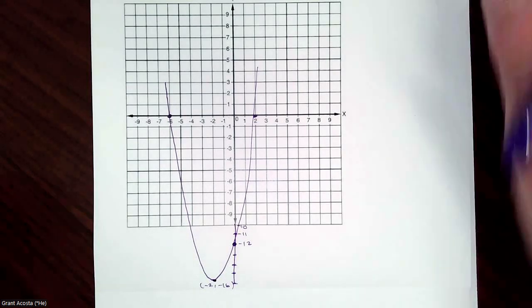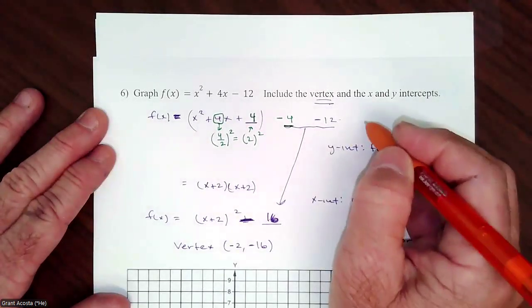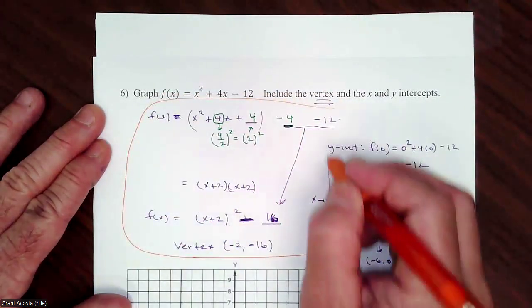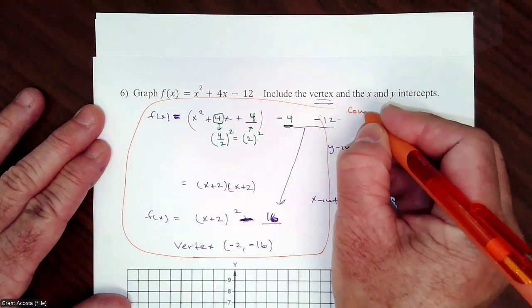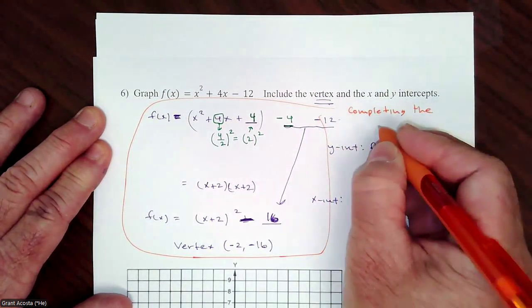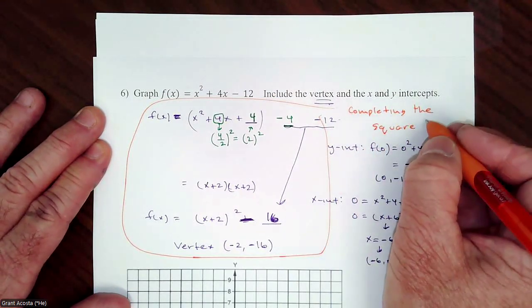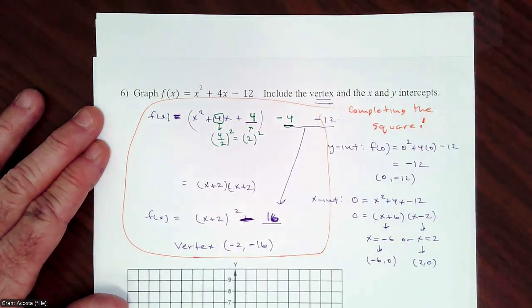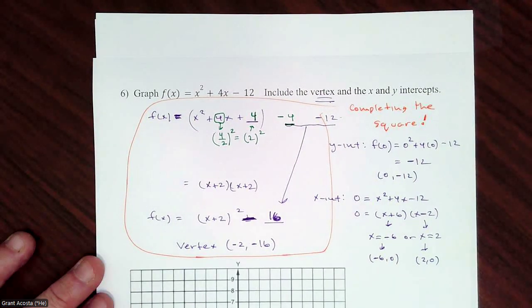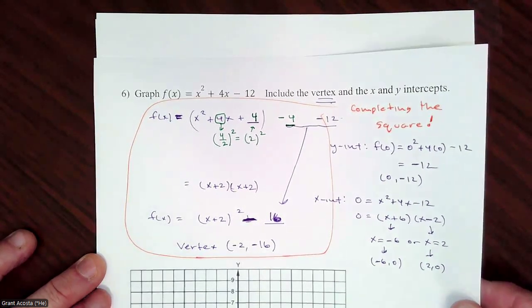Oh yeah, and I said I was going to mention it: this process right here we refer to as completing the square. It's a skill you should know how to do. I'm imagining on the placement test there's going to be a question about completing the square. It is something that you use not only in parabolas, but in other situations too. It's a skill to know.